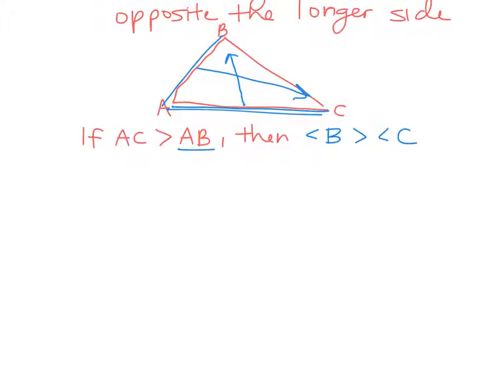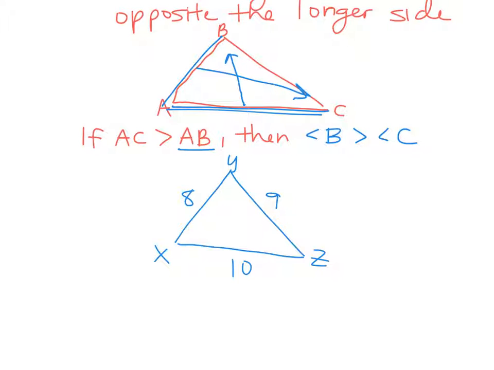Okay, so in other words, let me just draw you another picture. If this is X, Y, and Z, if I tell you that this is 8, 9, and 10, you should be able to tell me what's the biggest angle, what's the smallest angle, and what's the middle angle. Across from your longest side is your biggest angle. So which angle right now is the biggest angle? Angle Y. I usually have you go smallest to largest actually.